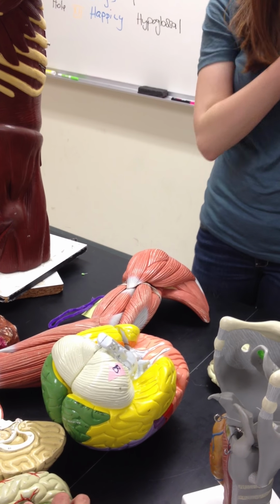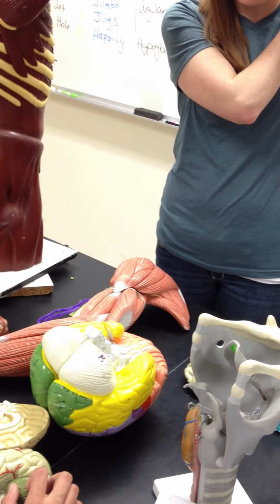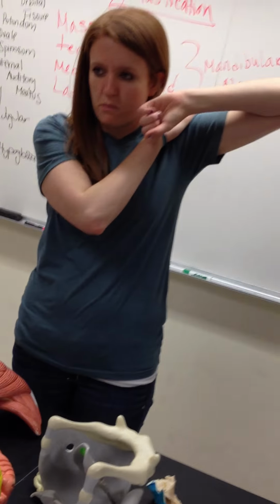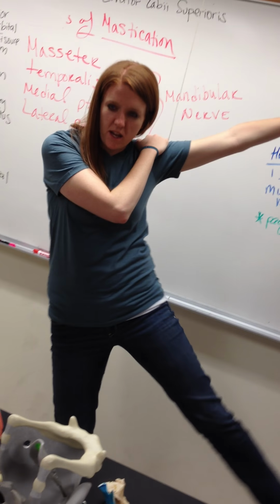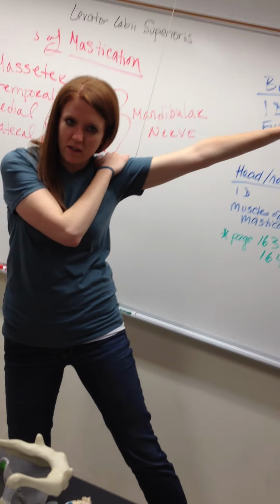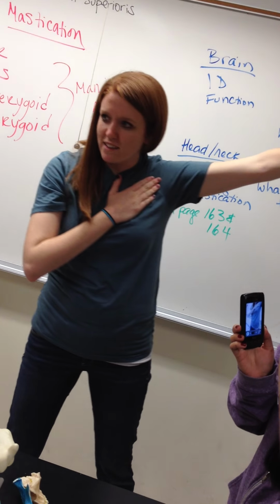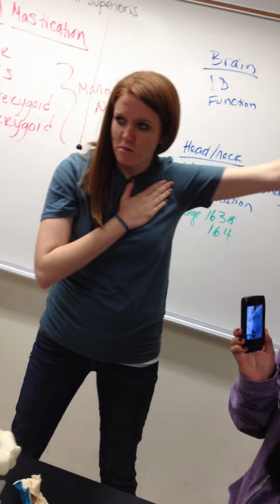Because your deltoids abduct your arm. They abduct your arm. Your pectoralis group adducts the arm. Right? So that means your deltoids are homologous to your glutes. They both abduct the limb. Your pectoralis is homologous to your adductors. They both adduct the limb.